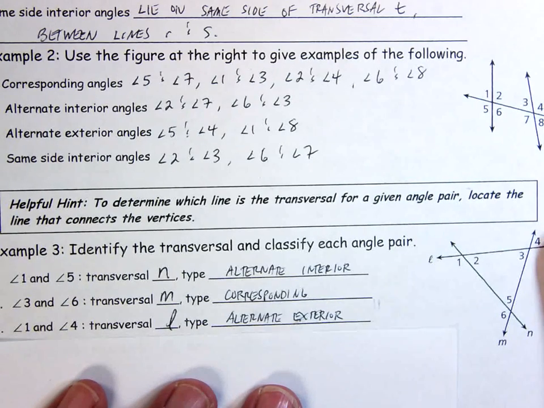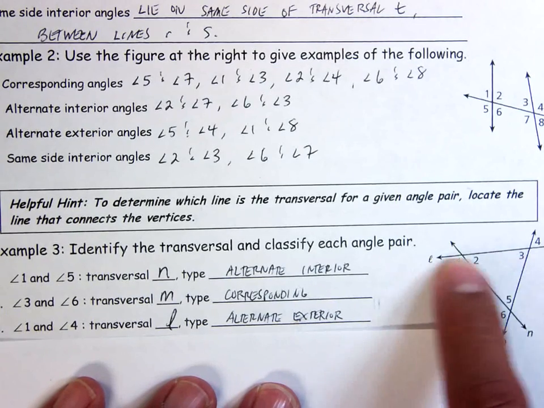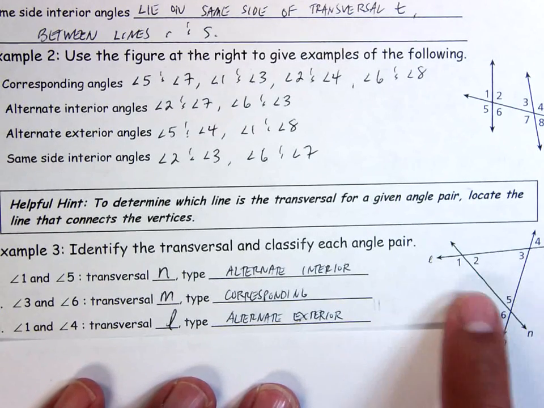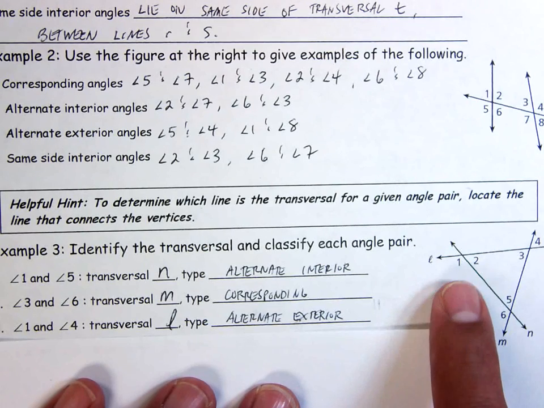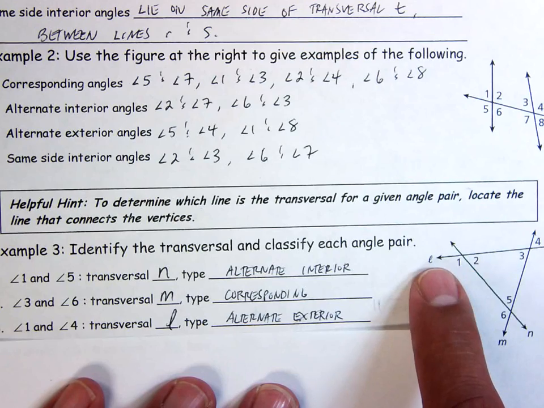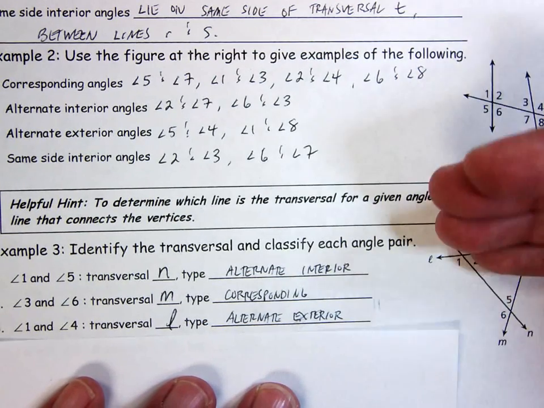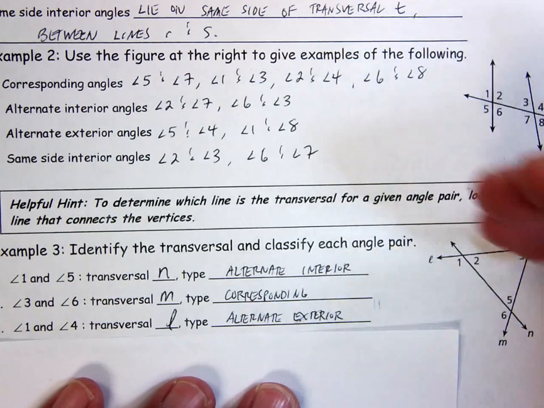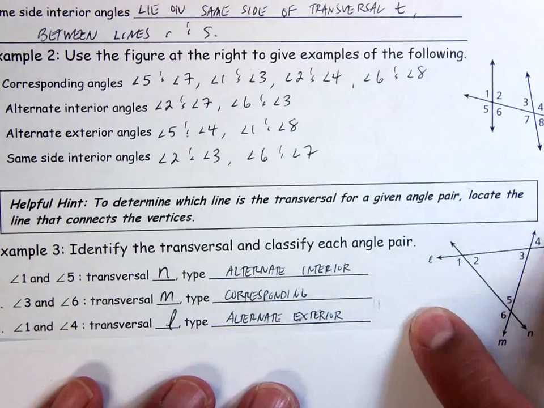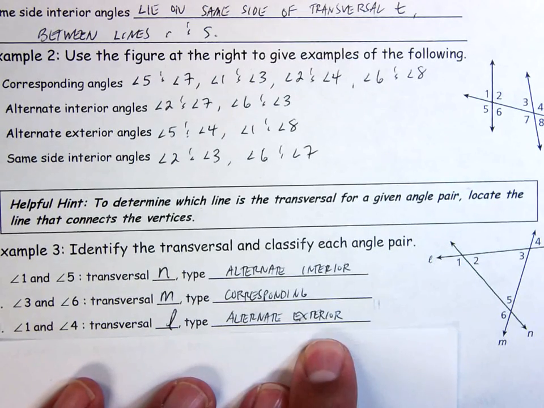Angle 1 and angle 4, there is angle 1, here is angle 4. What line goes through both of those vertices? It's line L. So now if angle 1 is right there, angle 4 is right here, and line L is my transversal. Notice 1 and 4 are on opposite sides of the transversal, and they're on the outside of lines M and N. So we call those alternate exterior angles.